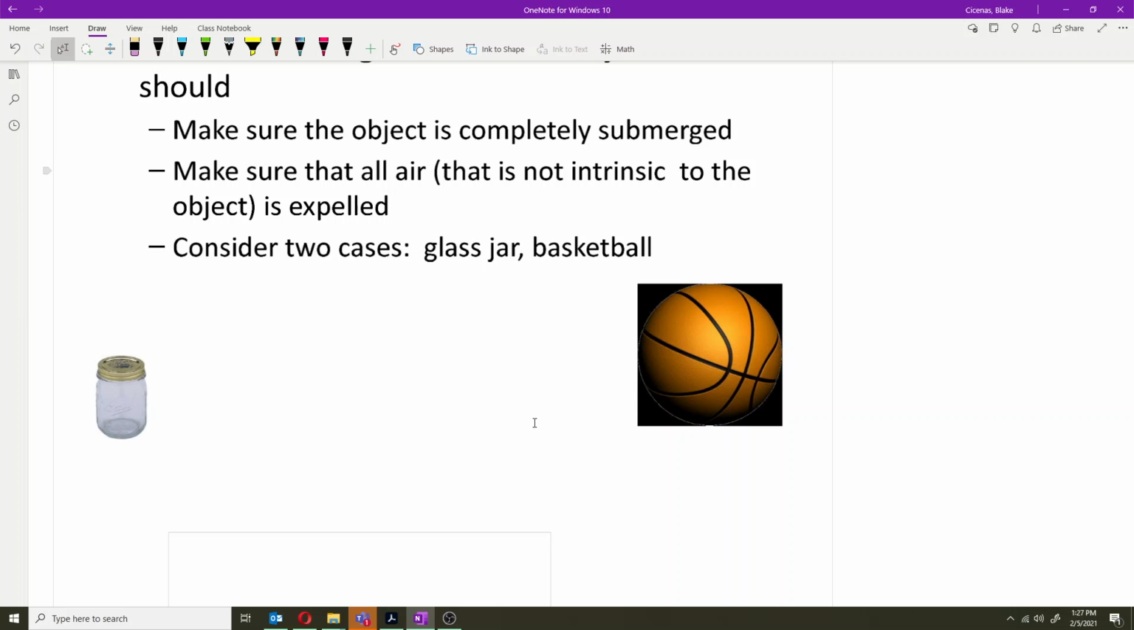I said tissue box because I'm staring at one right now. I guess I probably should use the glass jar since I put it in there. But you get the picture.